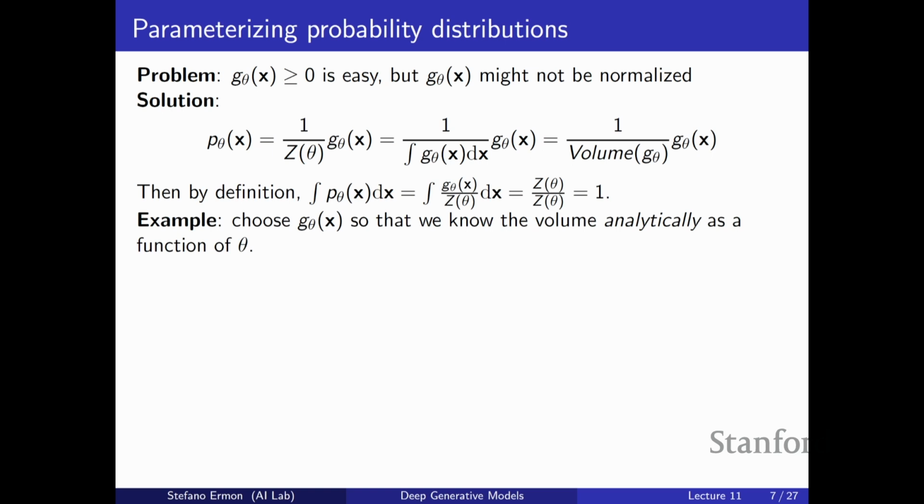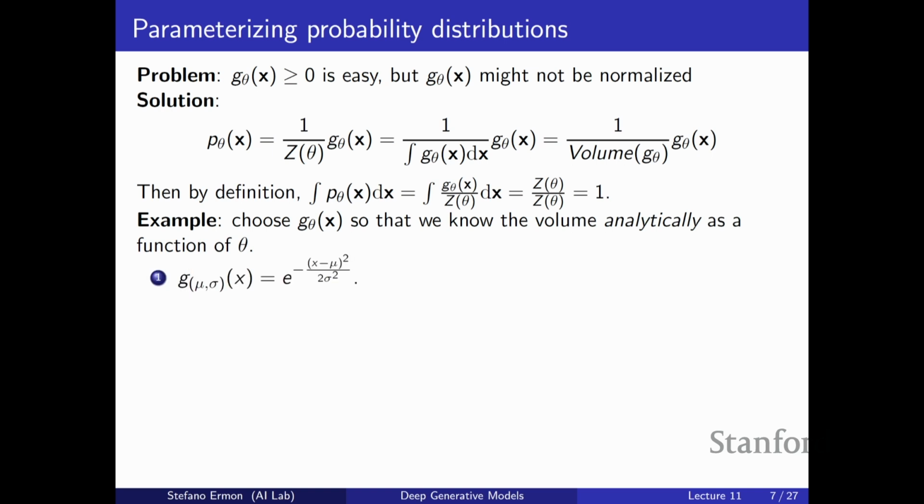As a few examples that you might have seen before, one way to go about this is to choose functions g theta for which this denominator, this normalizing constant, this partition function, is known analytically. In general this integral might be tricky to compute, but if we restrict ourselves to relatively simple functions g theta, we might be able to compute that integral in closed form analytically.